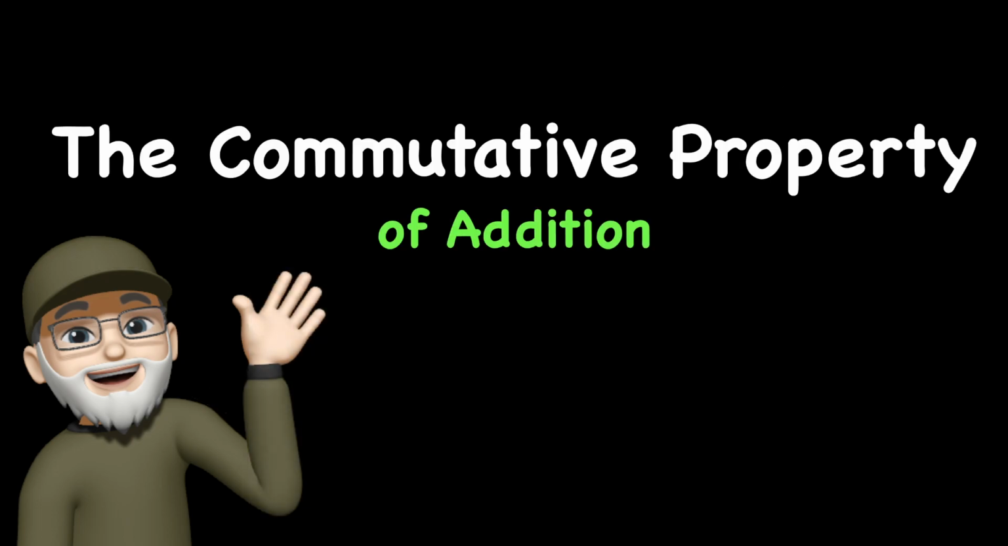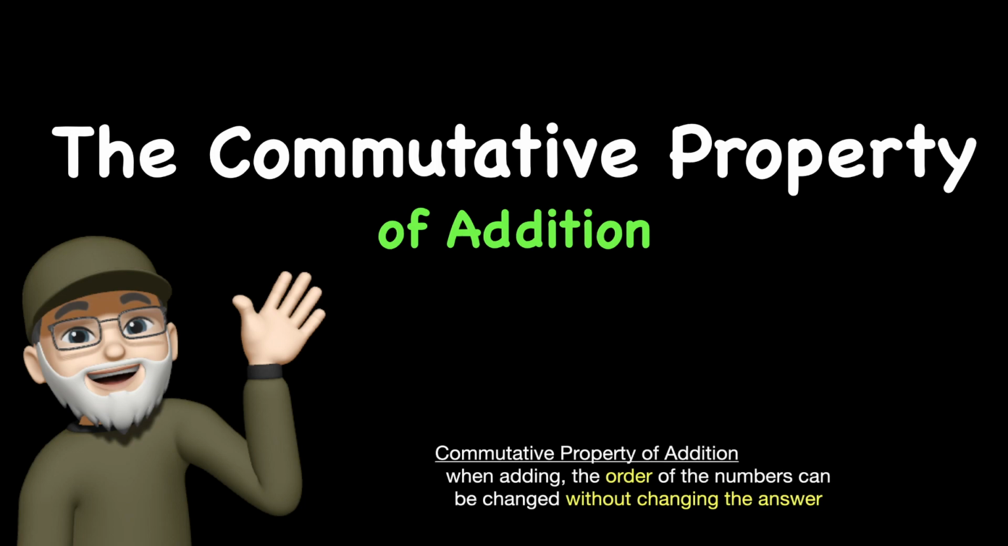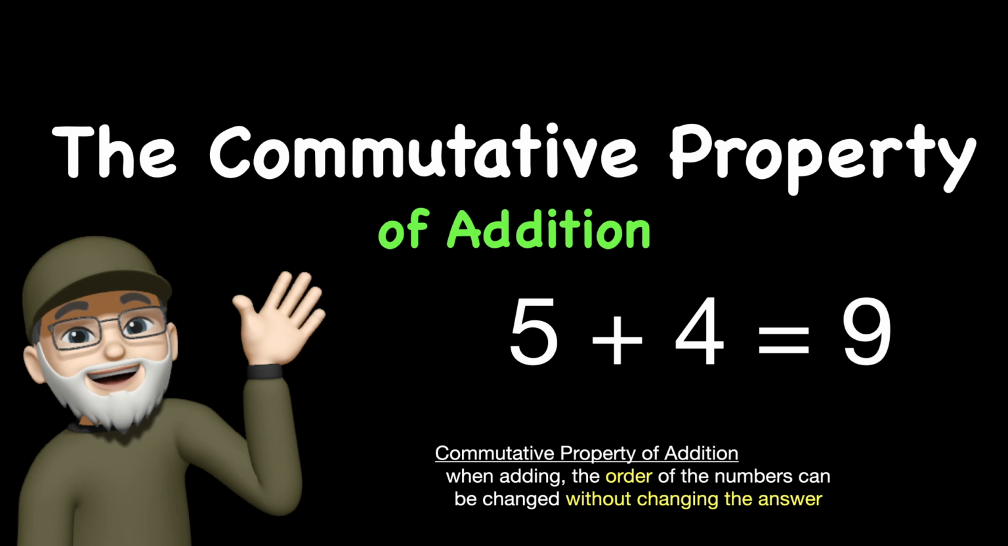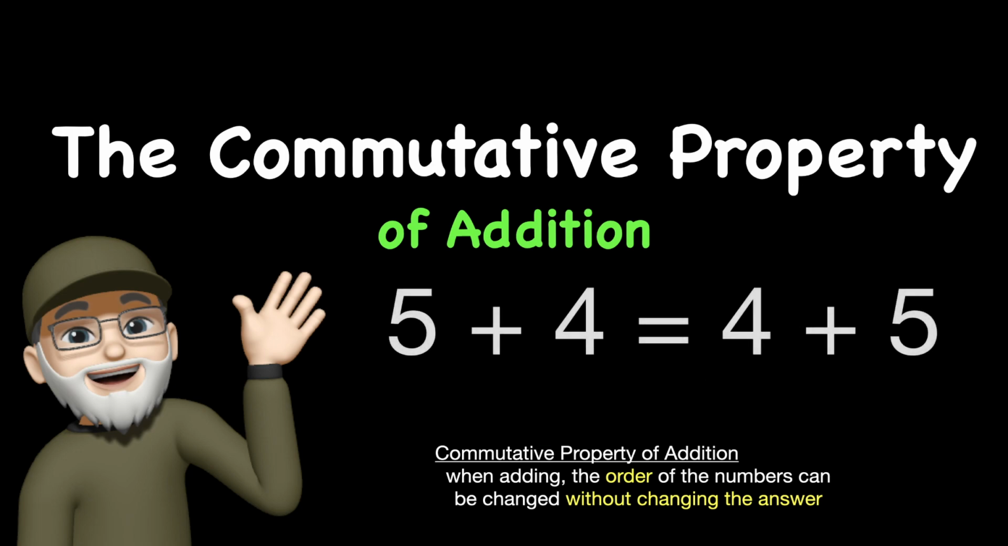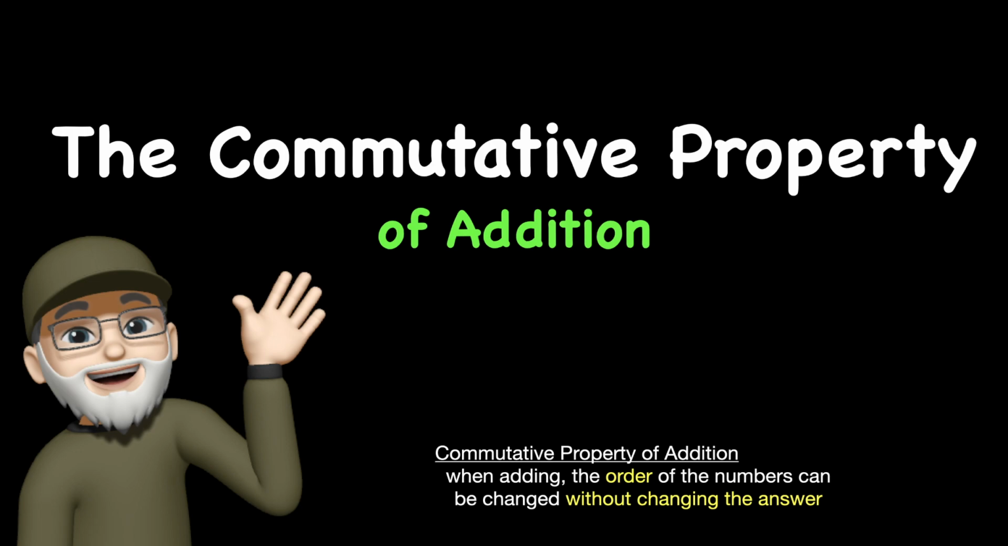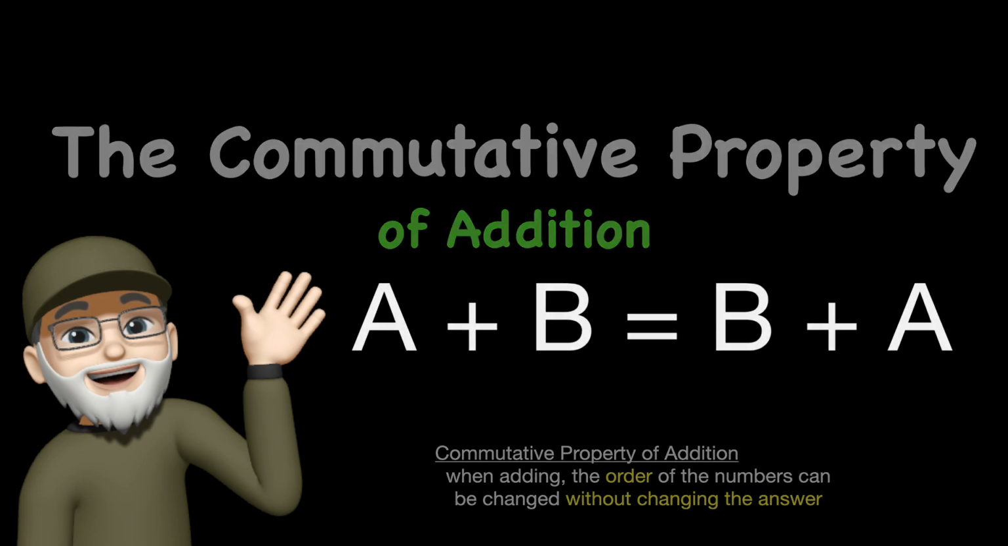So the commutative property of addition is a rule that says when adding numbers, for example 5 plus 4, you can change the order of the numbers without changing your answer, in this case 9. So we could say that 5 plus 4 is equal to 4 plus 5 because of the commutative property of addition. Usually it is stated as A plus B equals B plus A.